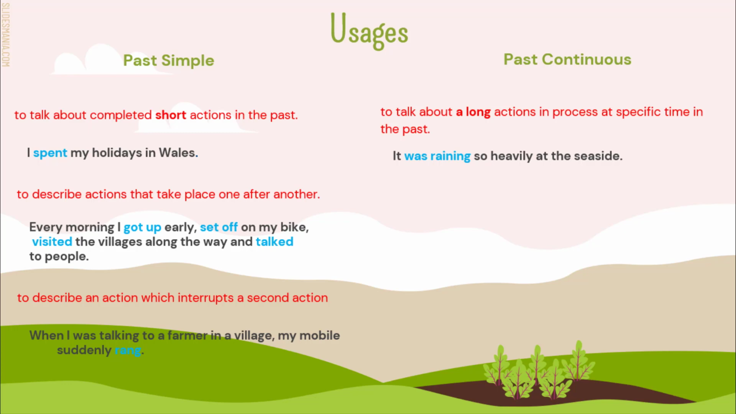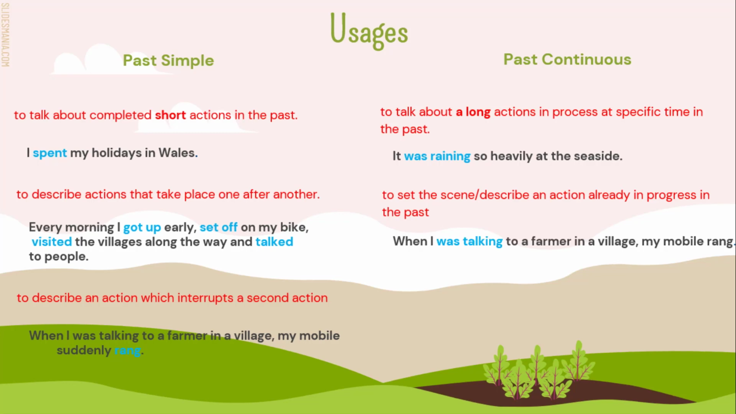We also use the past continuous tense to set the scene or to describe an action already in progress in the past. For example, when I was talking to a farmer in a village, my mobile rang.